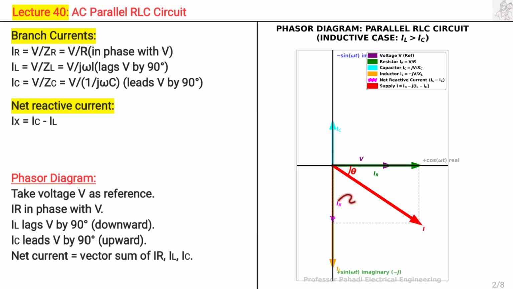So the net reactive current Ix is simply equal to IC minus IL, and the resultant current I is simply the phasor sum of Ix and IR. Therefore, the magnitude of I is simply equal to the square root of IR squared plus (IC minus IL) squared.